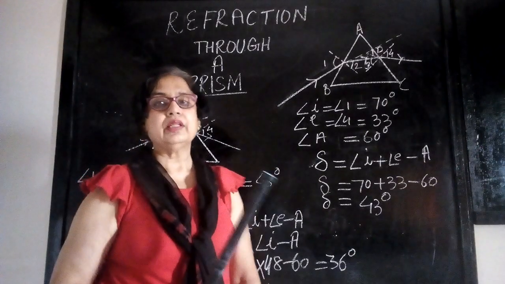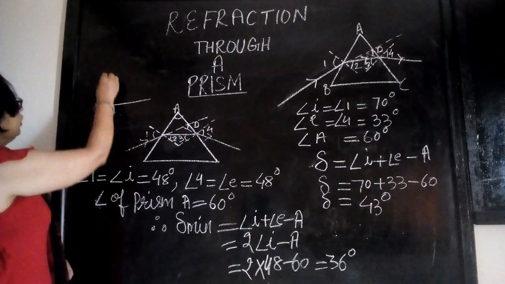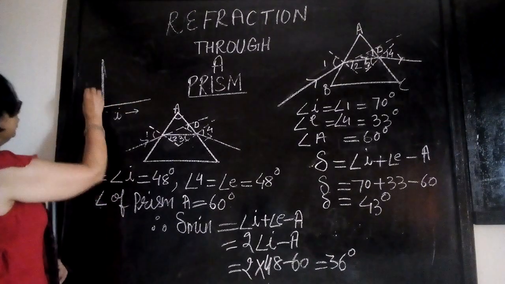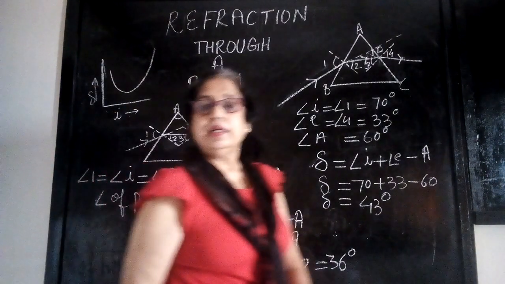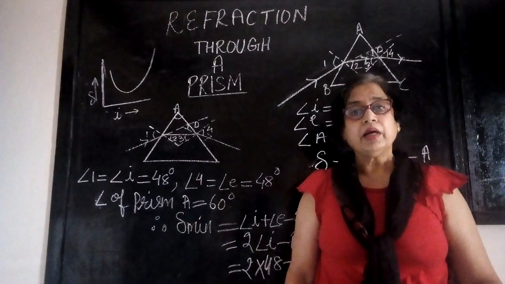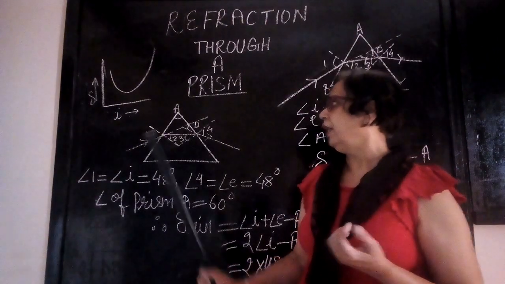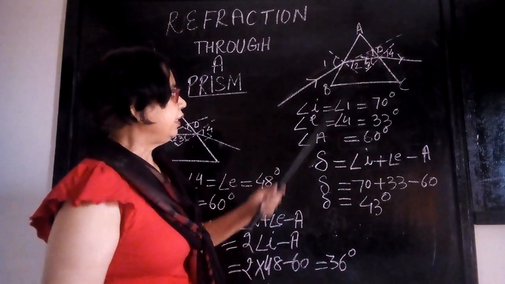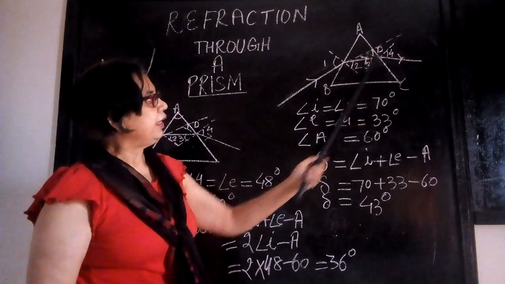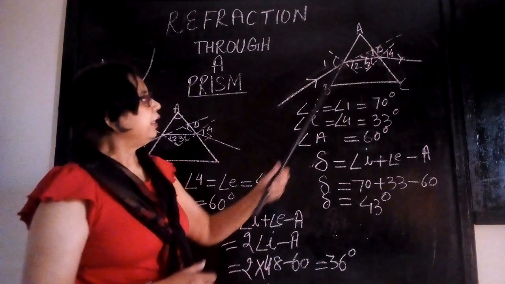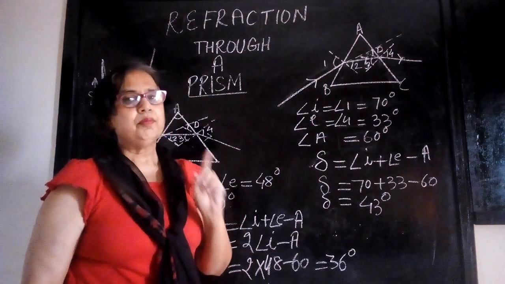Okay. So I told you in the previous graph that with the first increase in angle of incidence, there is decrease in the angle of deviation. But when we increase angle of incidence too much, that is from 48, now I have changed the angle of incidence to 70 degrees. Okay. Now you see this refracted ray is now not parallel to the base.